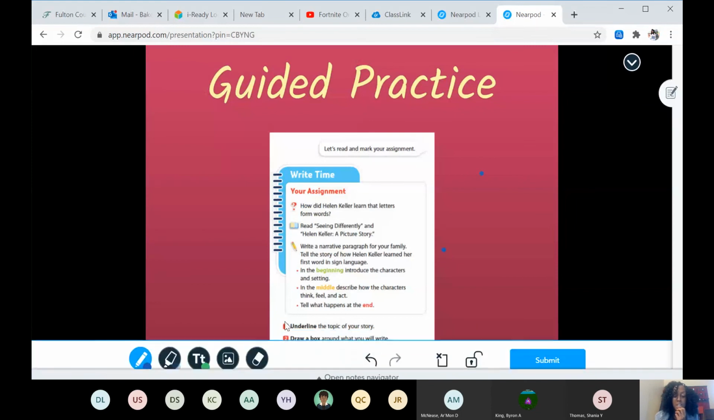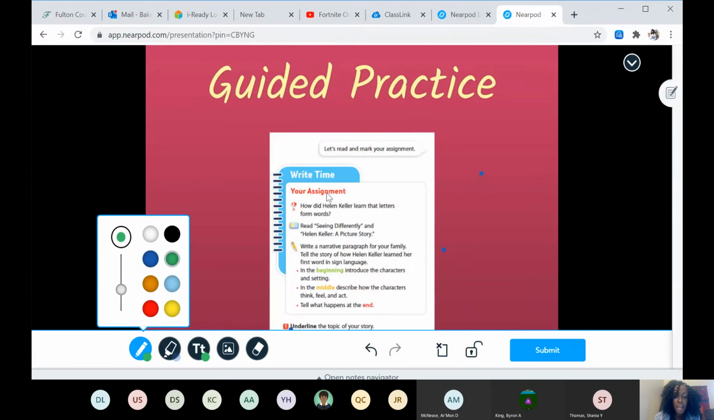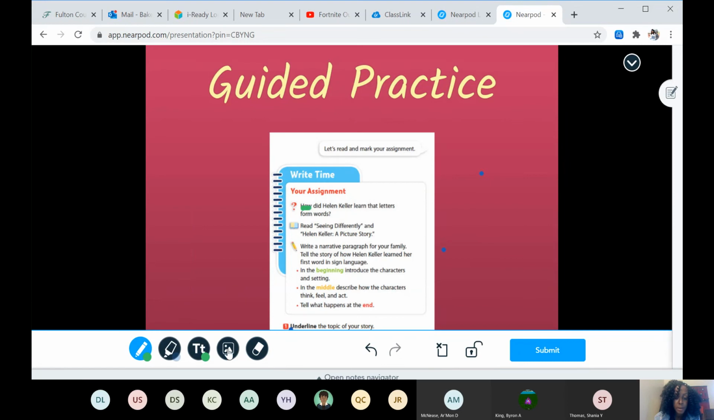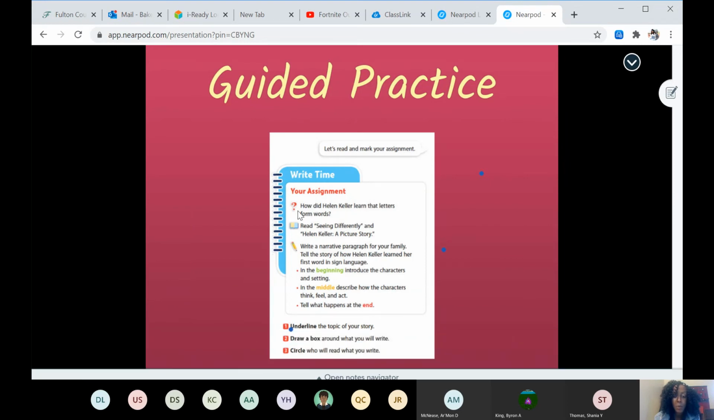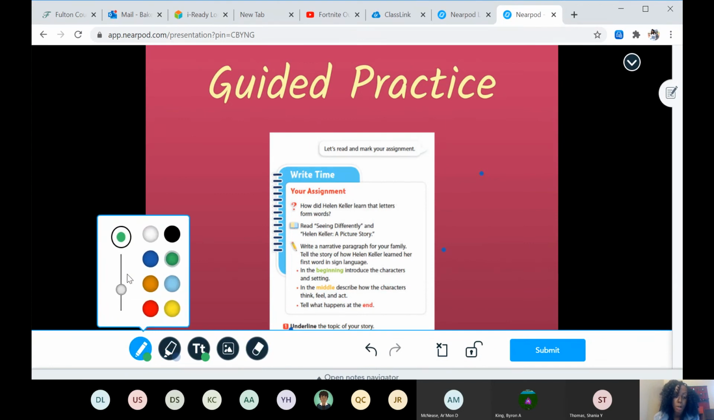So everybody should see number one. It says underline the topic of your story. I'm going to help you all with this first one. With underlining, our topic is right here at the top. Let me go back. Our topic is right here with our question: how did Helen Keller learn that letters form words?